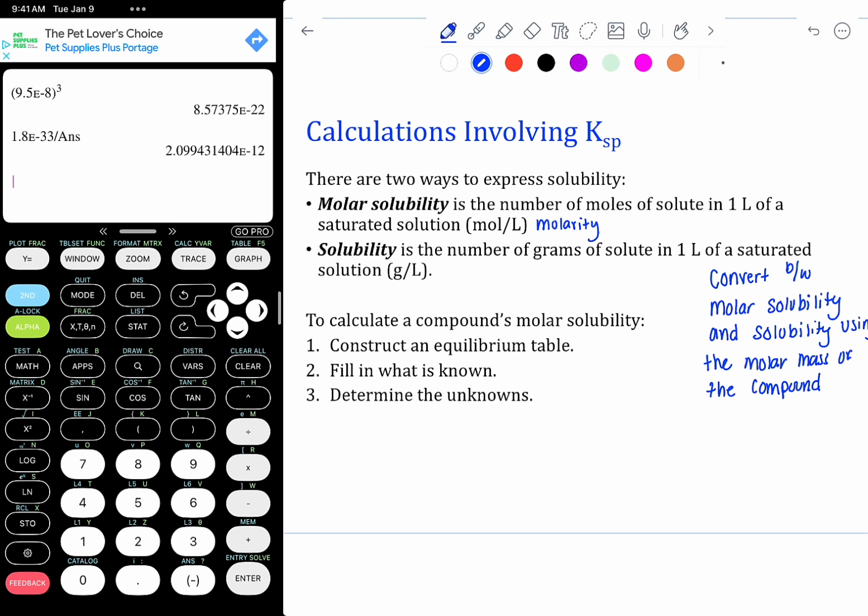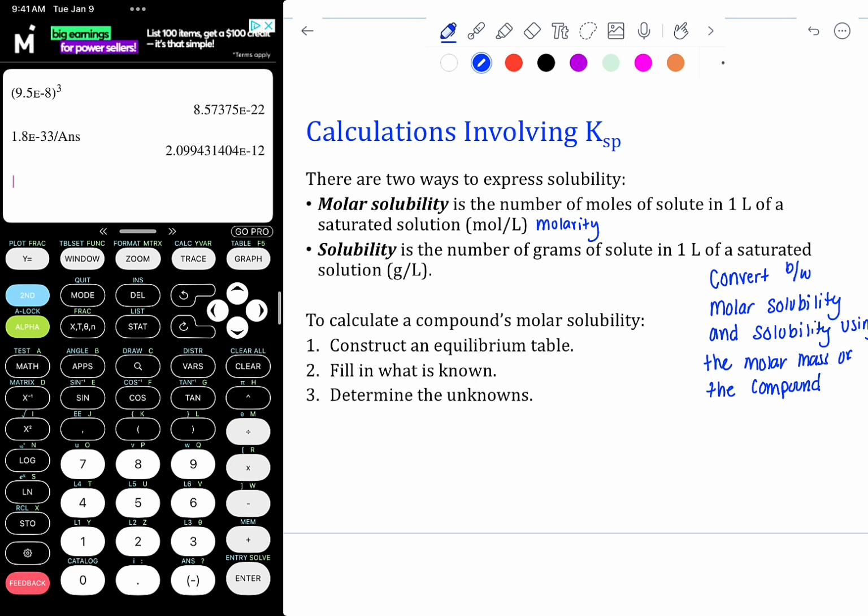When we want to calculate a compound's molar solubility, so something in moles per liter, since this is an equilibrium, as we saw before, the first thing we're going to want to do is construct an equilibrium table, an ICE table. Then we follow our rules of ICE tables where we fill in what is known and determine our unknowns. For most of these, we're solving for that molar solubility, that X value.